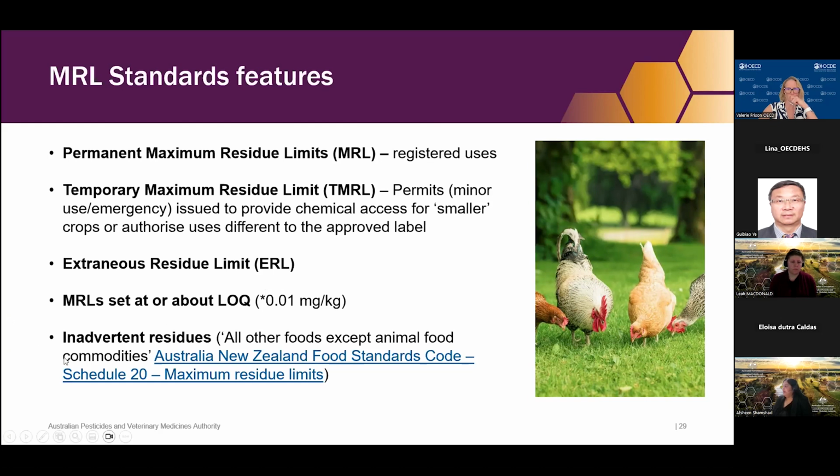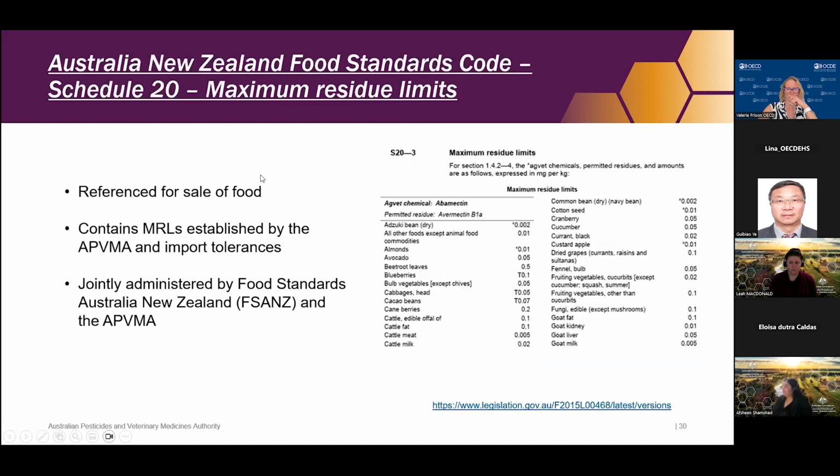And then inadvertent residues, we have like the Australia New Zealand Food Standards Code. So these are like in case of imports. The main purpose is it sets out MRLs for agvet chemicals that are permitted in foods for sale. And it contains MRLs established by the APVMA and import tolerances. So that's like the food that is imported in Australia, but it's not used, and MRLs are not established. And it's jointly administered by Food Standards Australia New Zealand.